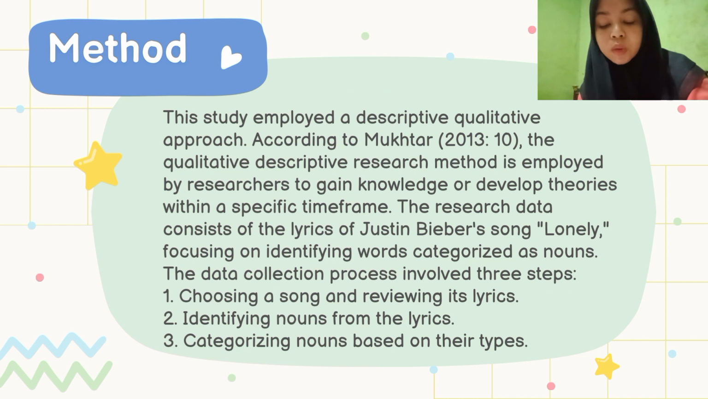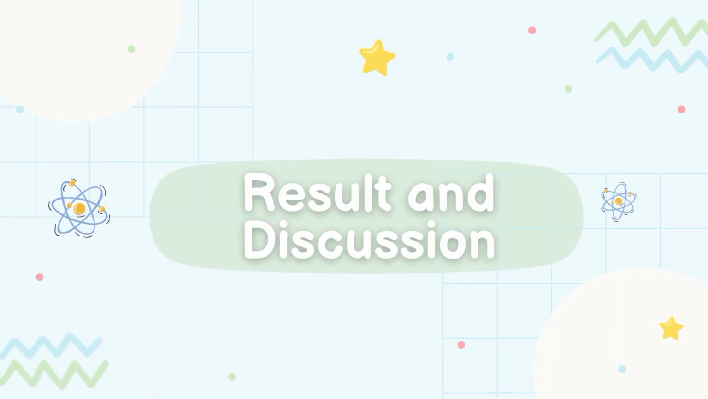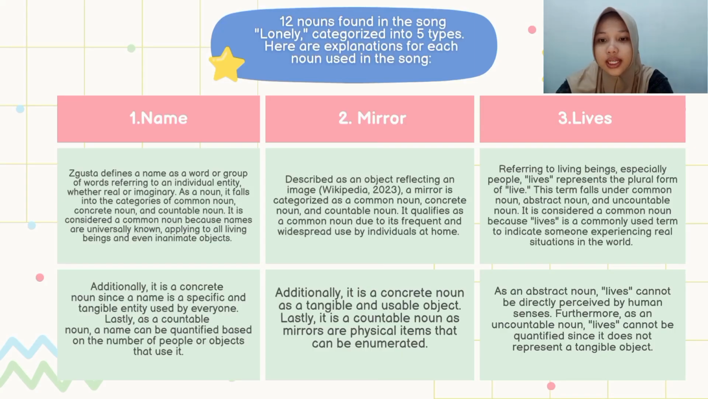1. Choosing a song and reviewing its lyrics. 2. Identifying nouns from the lyrics. 3. Categorizing nouns based on three types. Results and discussion. 12 nouns were found in the song, categorized into 5 types. Here are explanations for each noun used in the song.